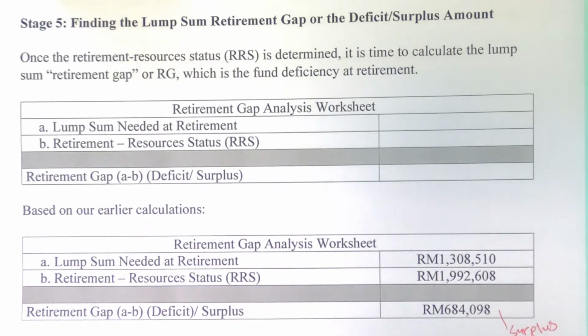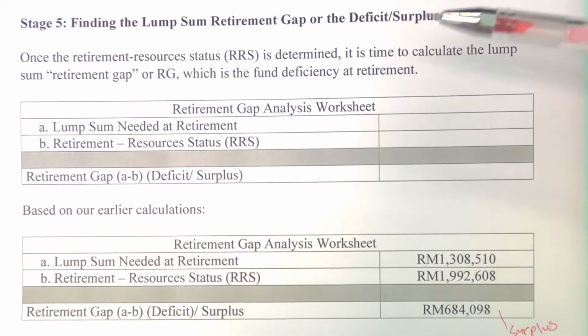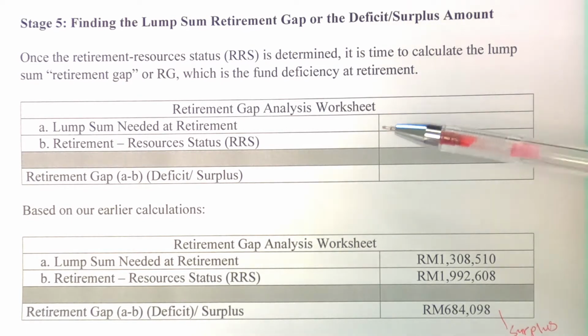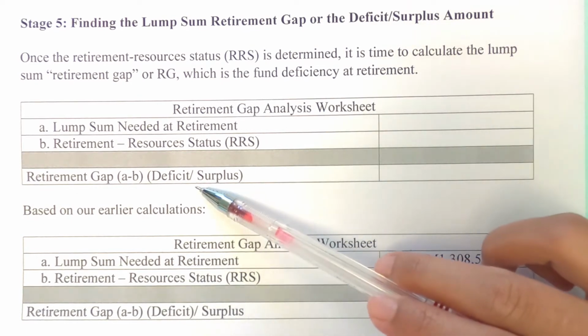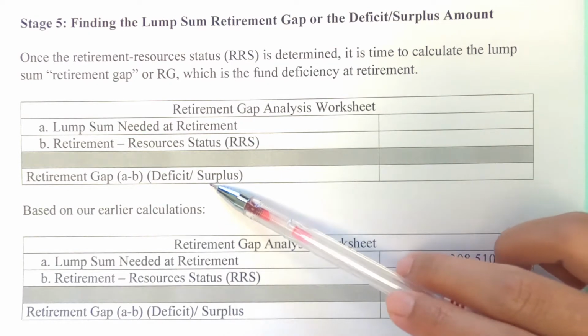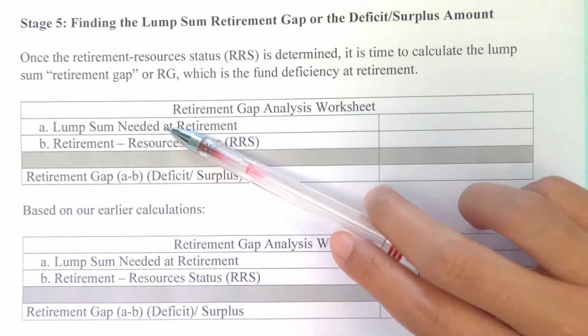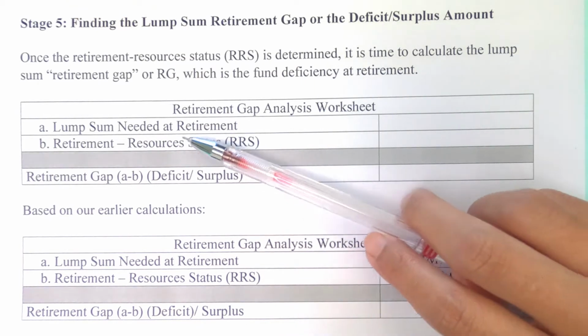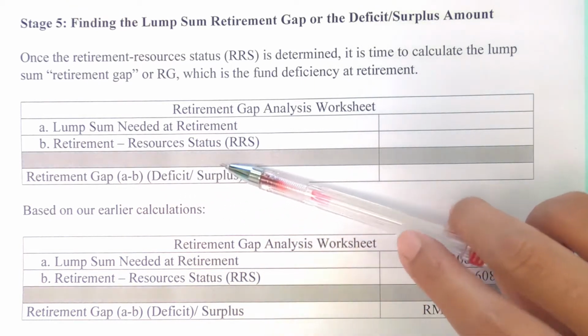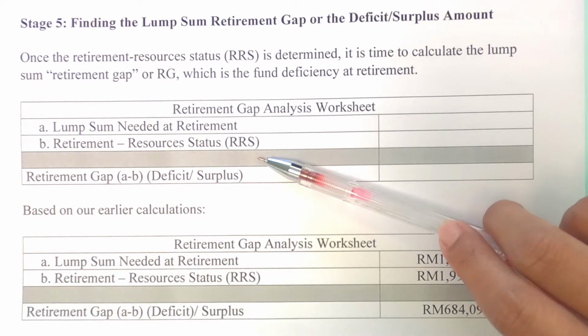We are now in stage 5, where we want to find the lump sum retirement gap, or deficit or surplus amount. And in this analysis, we are going to calculate the retirement gap, whether it is a deficit or surplus, by comparing the lump sum needed at retirement with the retirement resource status, RRS, that we have calculated before.